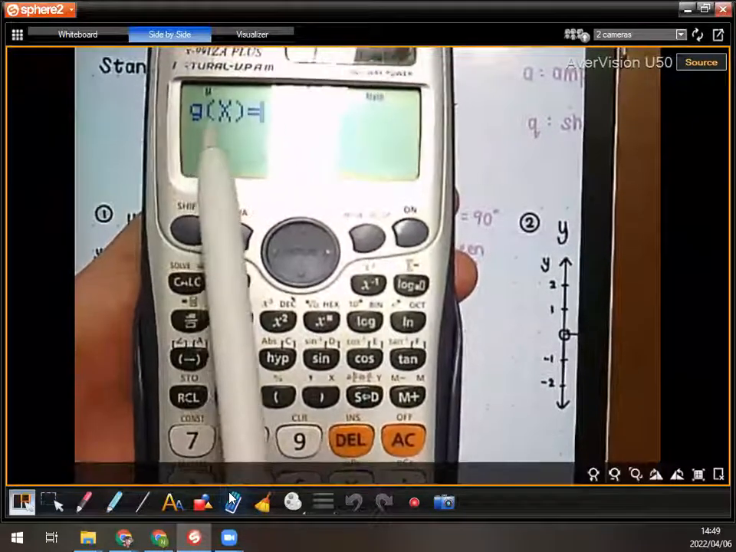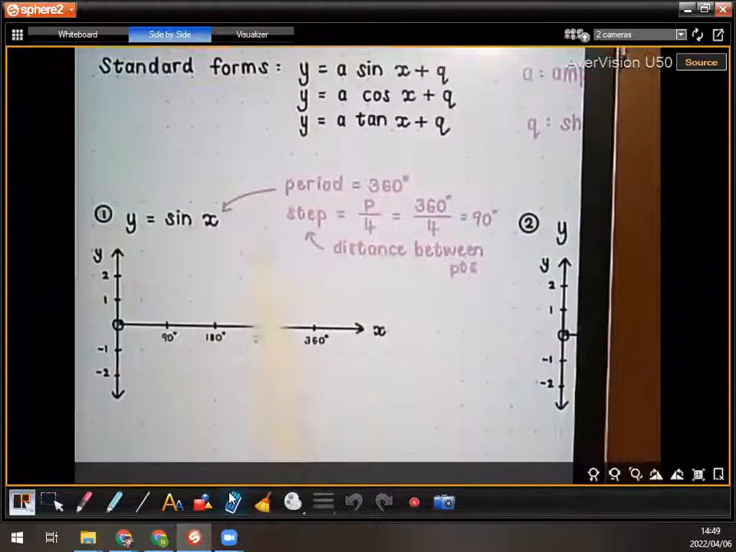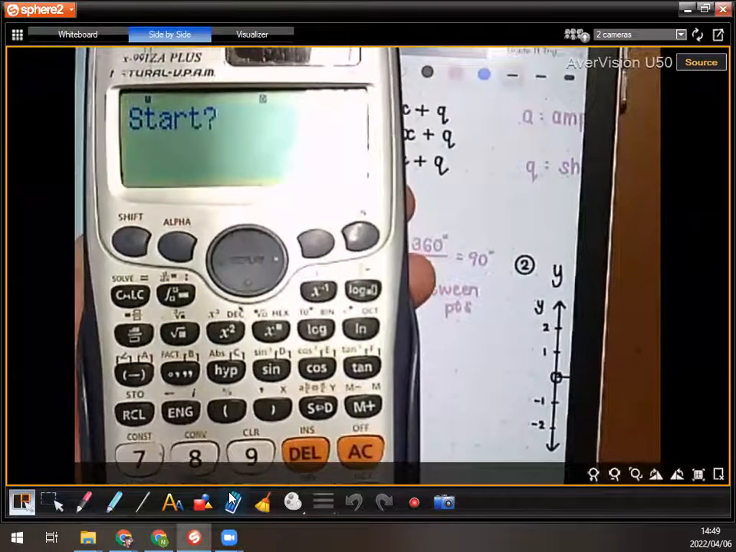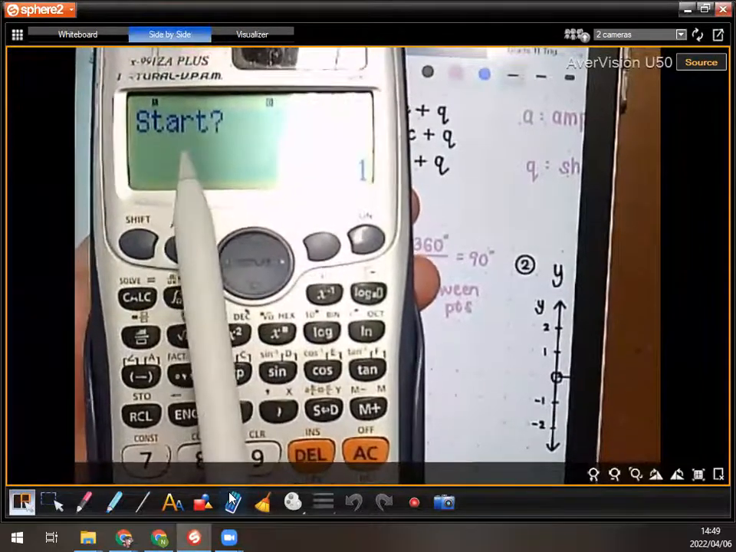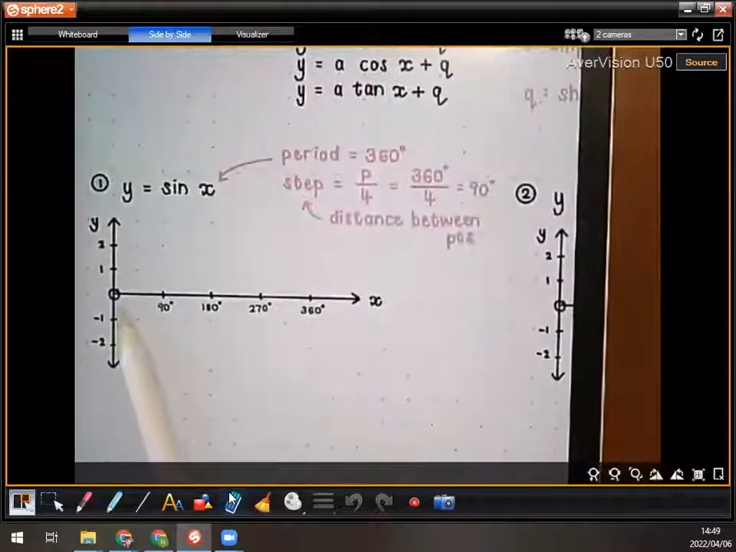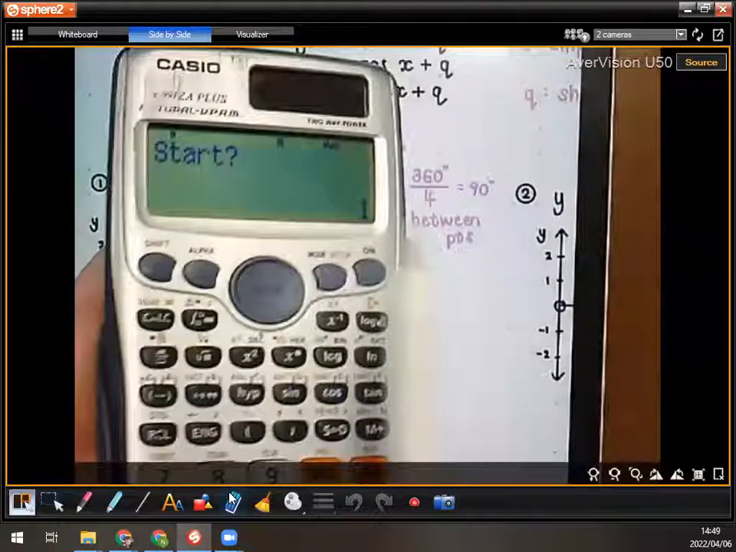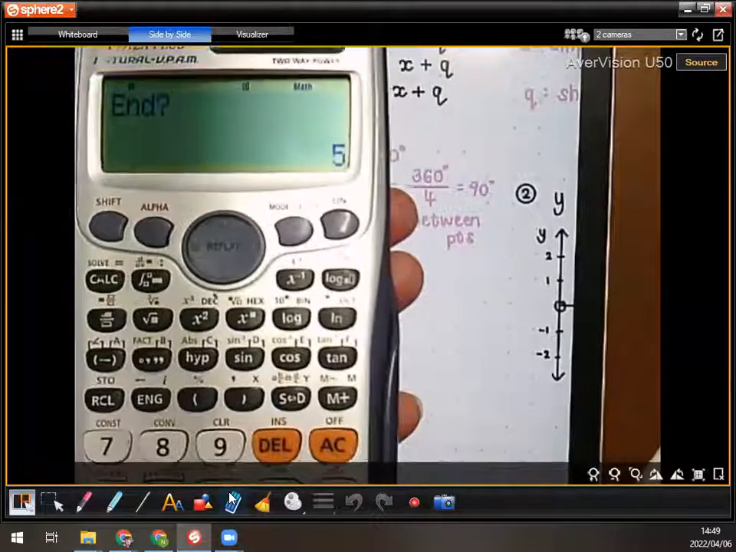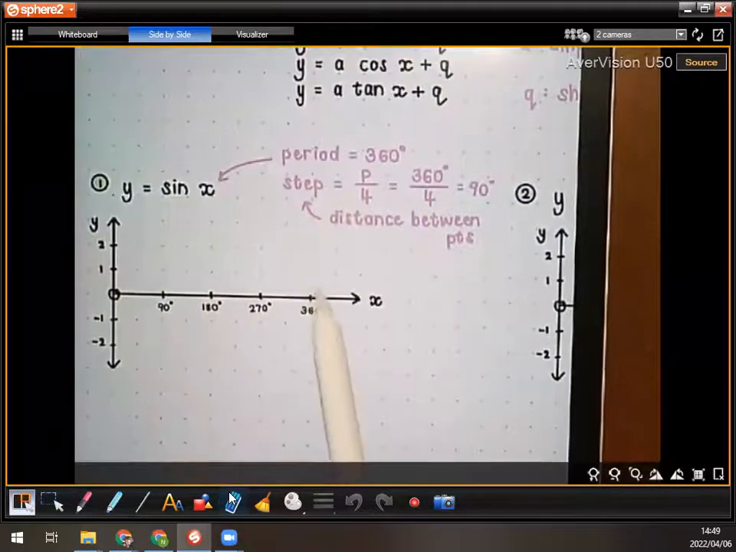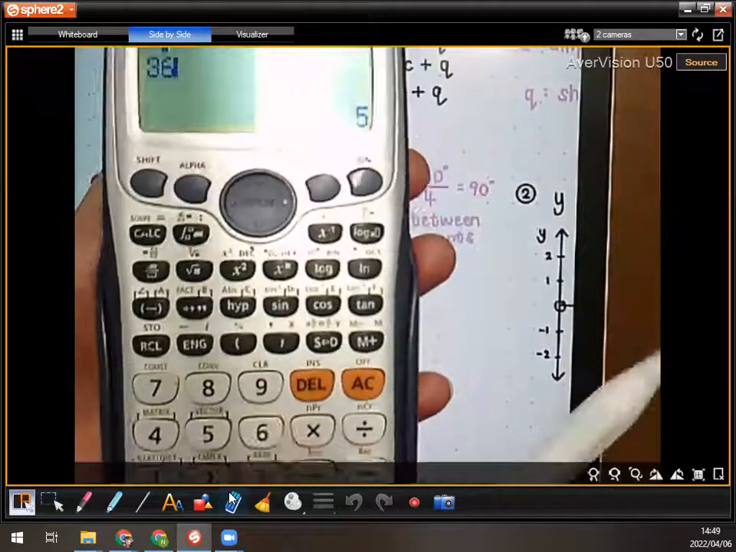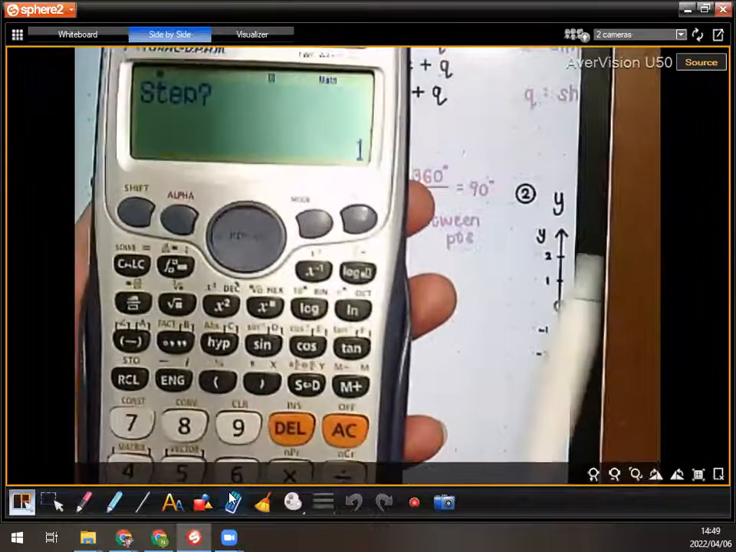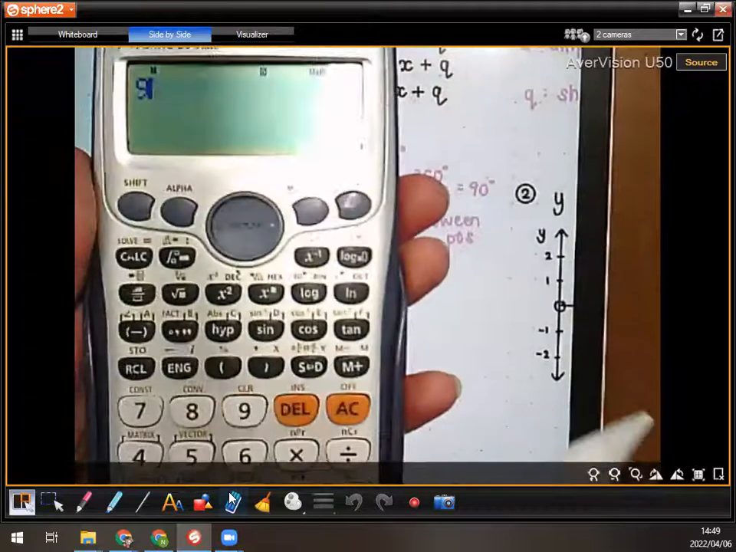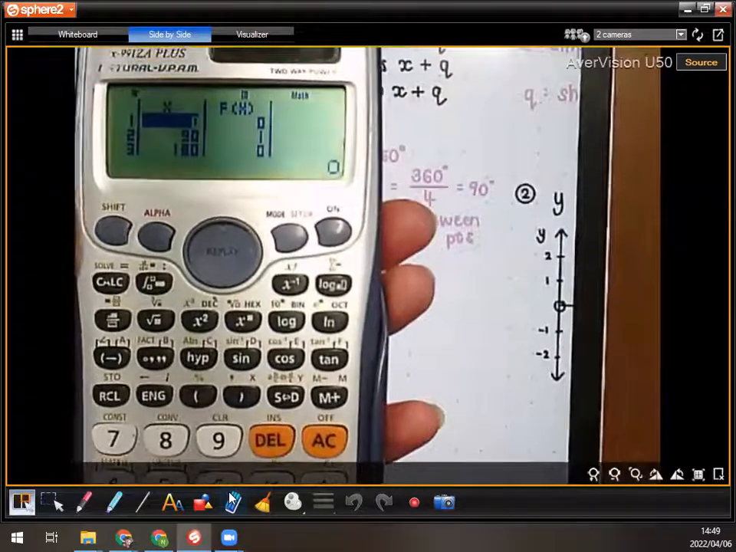Now, guys, it's giving you the option to put in another equation. All right, we're just doing one graph for now. So now, to get that g of x away, you just press equals again. Now, where is this graph starting, guys? At 0. So they're asking me, where does your x-axis start? 0. Press 0 equals. Where does it end? 360. Type 360. Press equal. What is our step? 90. You type in 90, you press equals.